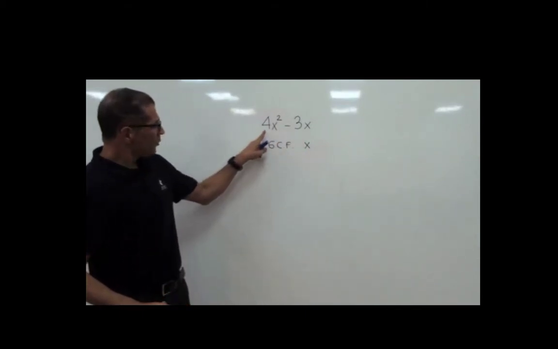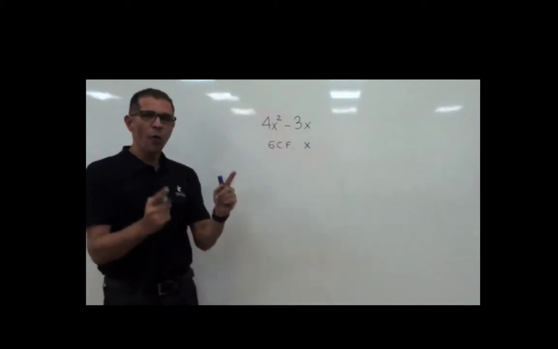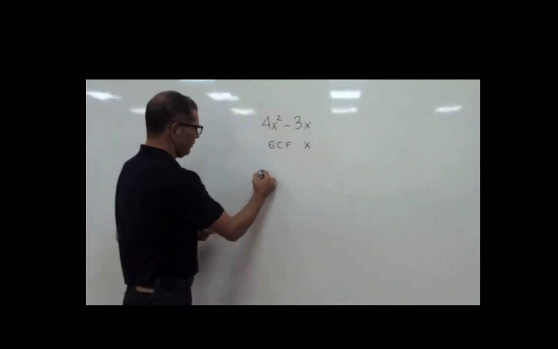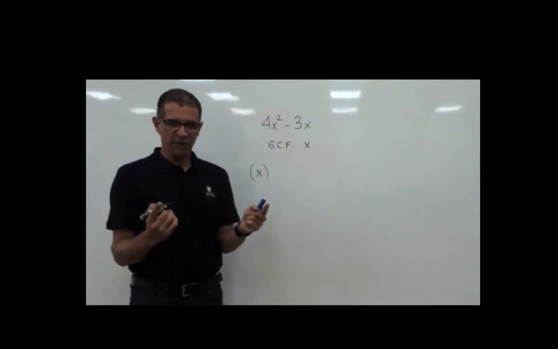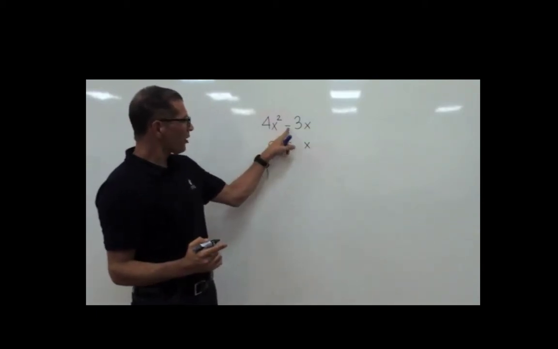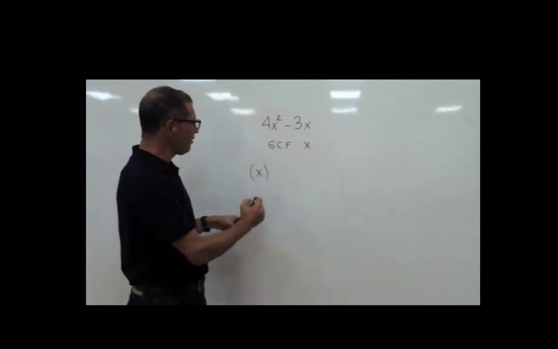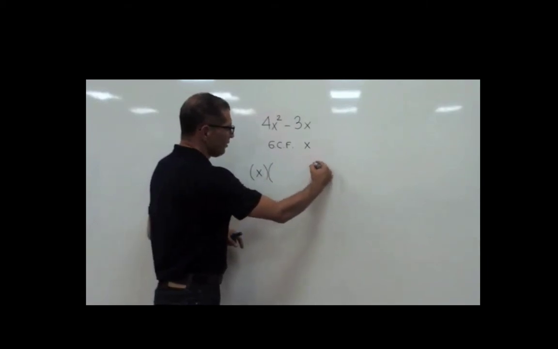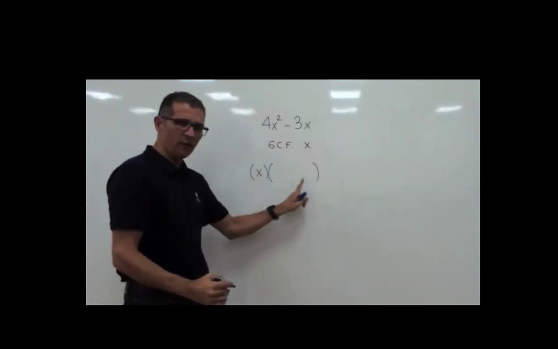Again, the greatest common factor of this term and this term is x. So one factor is x. Remember, we are factoring expressions. We are transforming subtractions and additions into multiplication. So one factor is this one here, and we need to get a second factor. This factor times this factor.